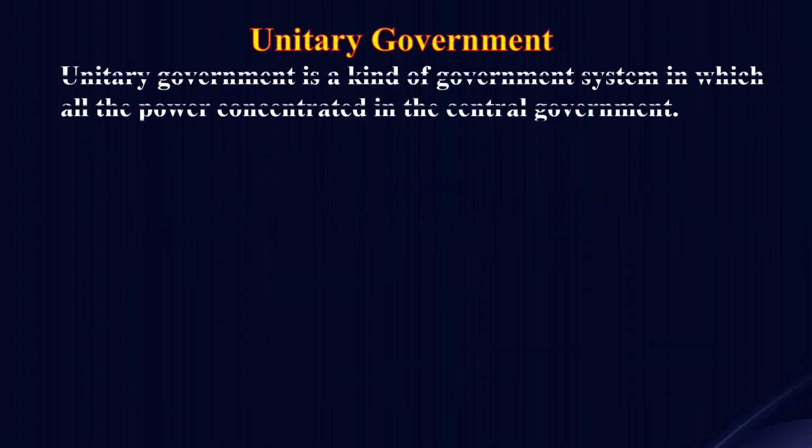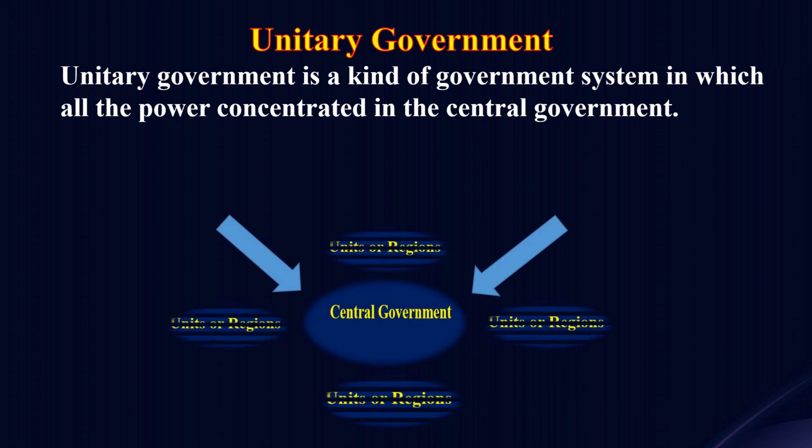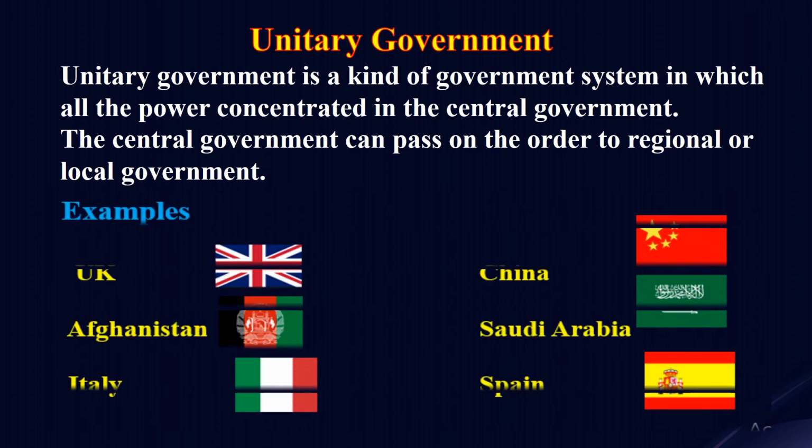In contrast to a federal system of government, a unitary system of government is a kind of government in which all the power is concentrated in the union government or the central government. If there are state governments, they are subordinate to the central government. The central government can pass orders to the regional or state government. UK, Afghanistan, Italy, China, Saudi Arabia, and Spain are some important examples of the unitary form of government.